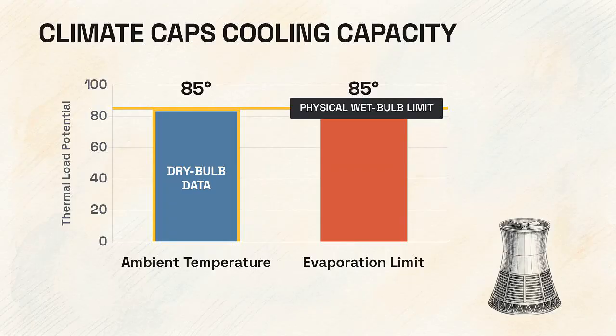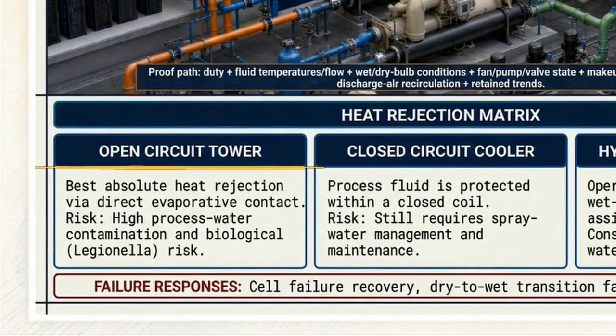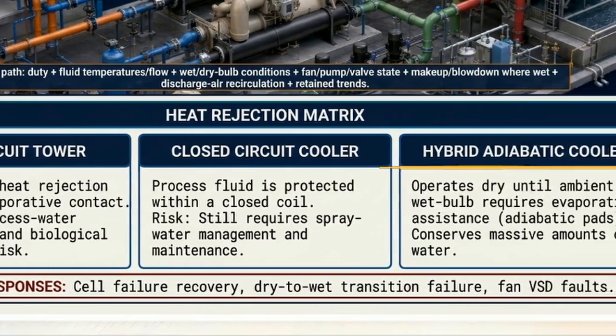This heat rejection matrix compares the three primary architectures used to release the facility's thermal load. Open-circuit towers offer the highest absolute heat rejection by spraying condenser water directly through the air for maximum evaporative cooling. However, exposing the process fluid directly to the atmosphere introduces biological risks, like Legionella, and heavy water contamination that requires aggressive chemical dosing. Hybrid adiabatic systems isolate the process fluid inside a closed coil.